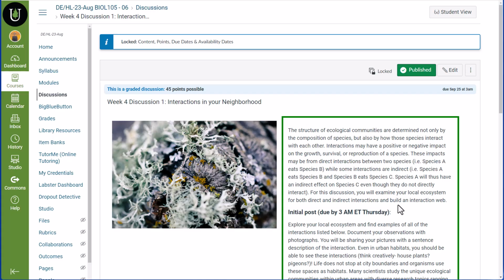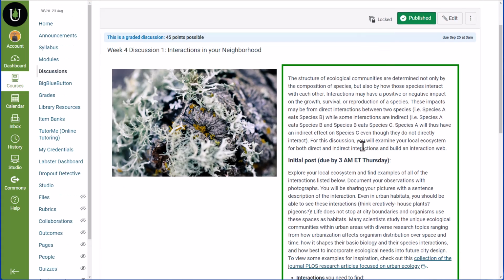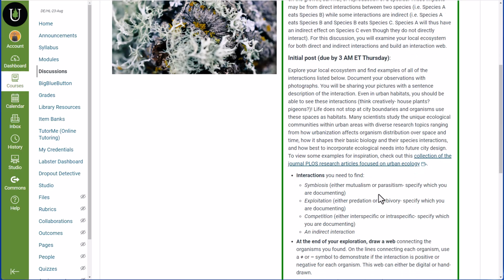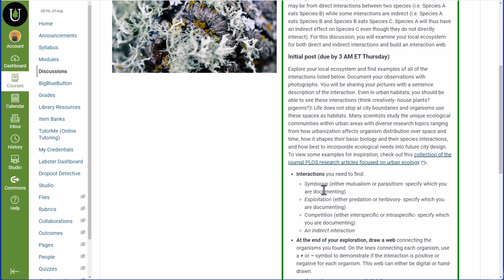Your next assignment for the week is a discussion posting. And here what you're going to be doing is going and looking in your local environment for certain types of interactions. So it's asking you to go out and look for and document with photographs these different types of interactions. So you need to find one symbiosis. So it can be either a mutualism or a parasitism. You should identify which one it is and, of course, include a photo.